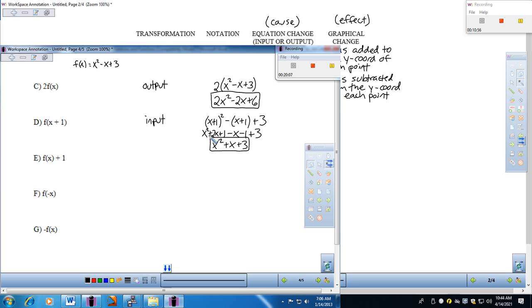Okay, now notice letter E, another plus 1. Does this represent to you an input change or an output change? Am I changing x or am I changing f of x? In this case, I hope you realize that x hasn't changed. It was this up there, and it is still this right here. But now it's f of x that I'm adding 1 to. I'm adding 1 to the overall function. I'm adding 1 to the output.